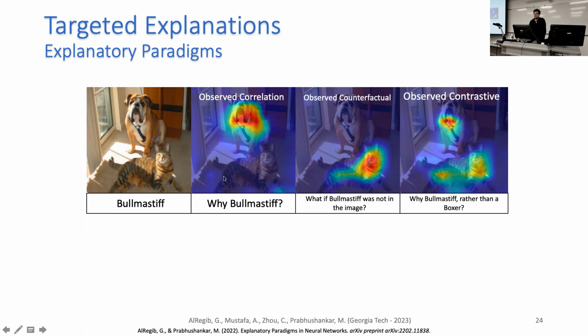So these are the three different kinds of explanatory paradigms that we can think of in terms of targeted explanations. It can be an observed correlation-based explanation, an observed counterfactual-based explanation, and an observed contrastive-based explanation.